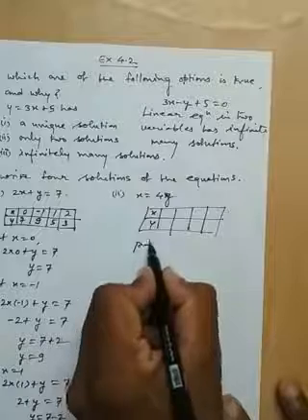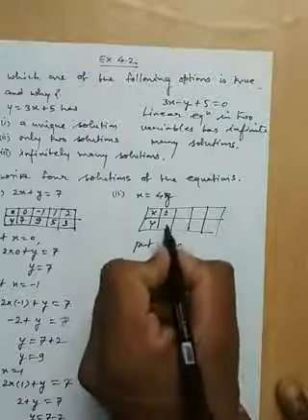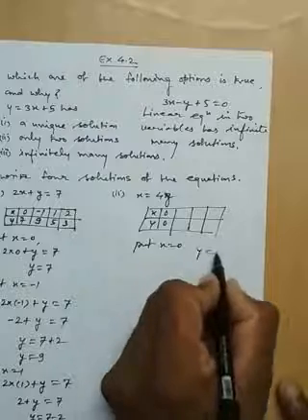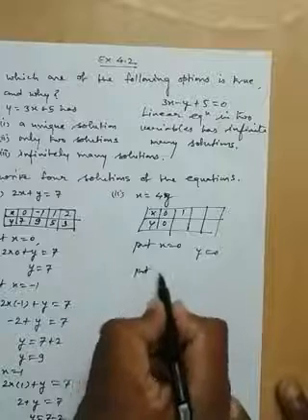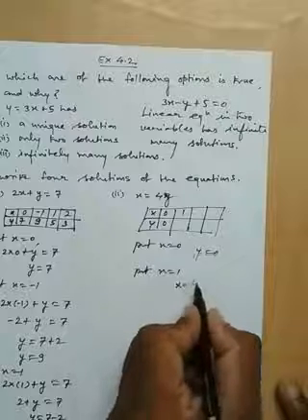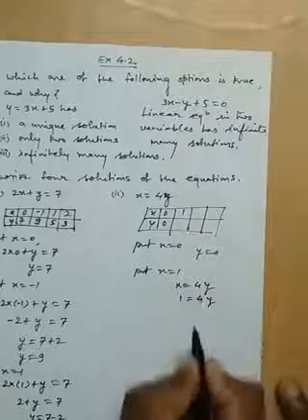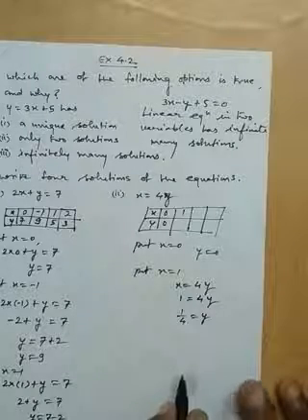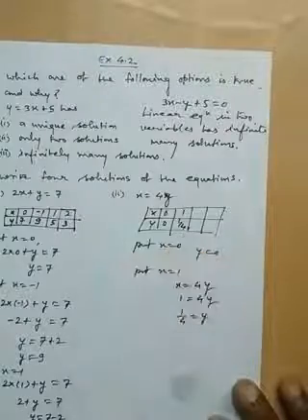Put the values of x as your choice. Put x equal to 0, then y equal to 0. Put x equal to 1. Then in place of x in x equal to 4y, put 1 equal to 4y, then cross multiply it. 1 by 4 is y. 1 by 4 is 0.25. Yeah, we can put it in this form, 1 by 4, also.